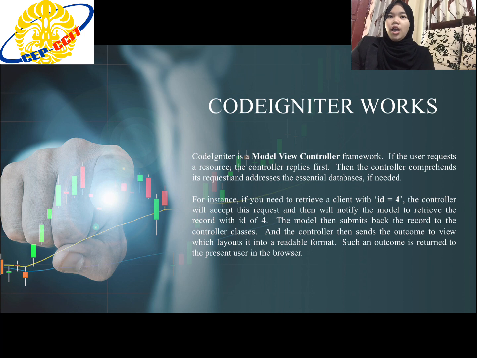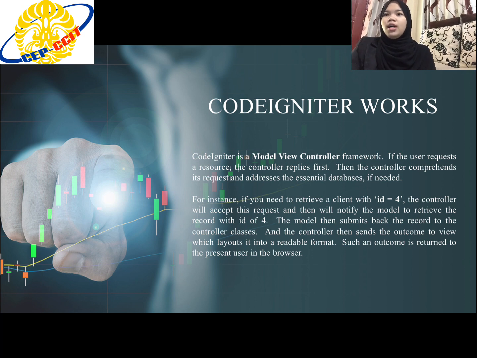For example, if you need to retrieve a client with ID 4, the controller will accept this request and then notify the model to retrieve the record with ID of 4. The model then submits the record back to the controller class, and the controller then sends the outcome to the view, which lays it into a readable format, such as the outcome presented to the user in the browser.